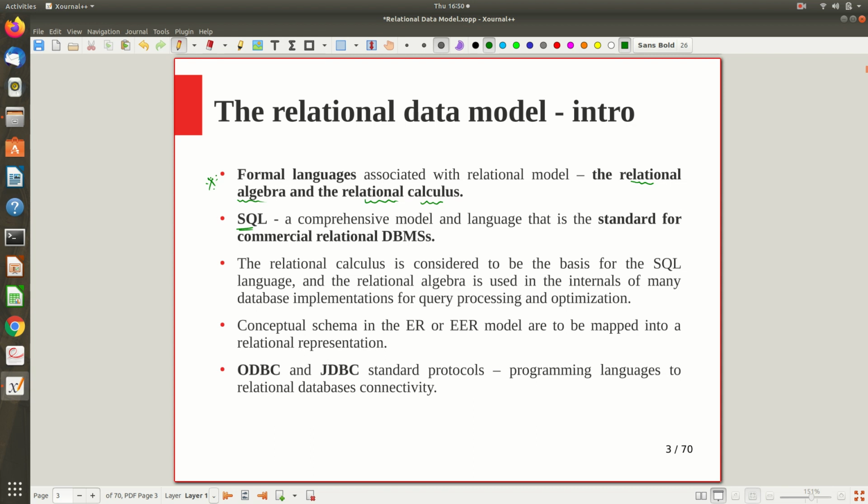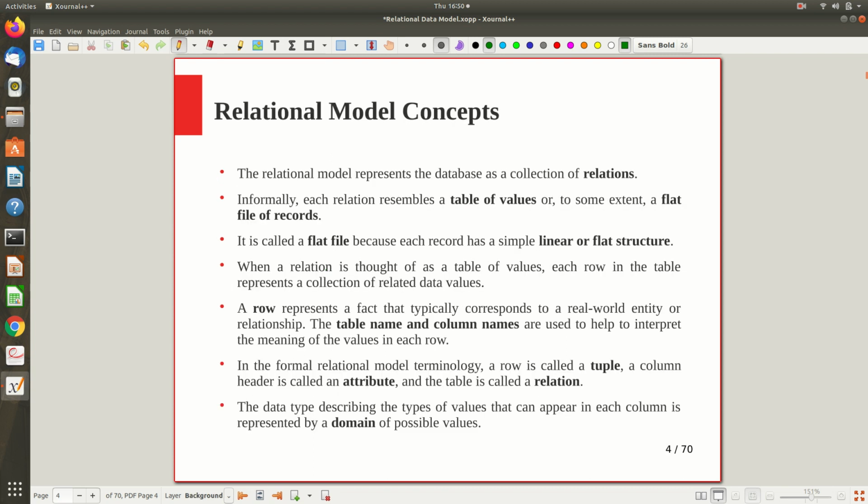Conceptual schemas in ER or EER, I hope you remember, the entity relationship model or extended entity relationship model, are to be mapped into relational representations. We will also see how this mapping can be done. Now there are things called Open Database Connectivity and Java Database Connectivity. These are standard protocols or programming interfaces for relational database connectivity. They are used by programming languages to get connected with the relational database, and how this connection can be established you will see when you have the laboratory course.